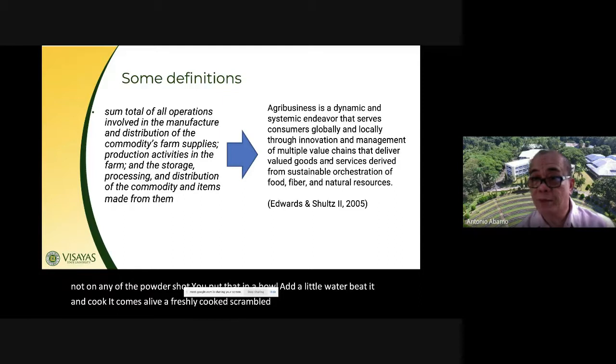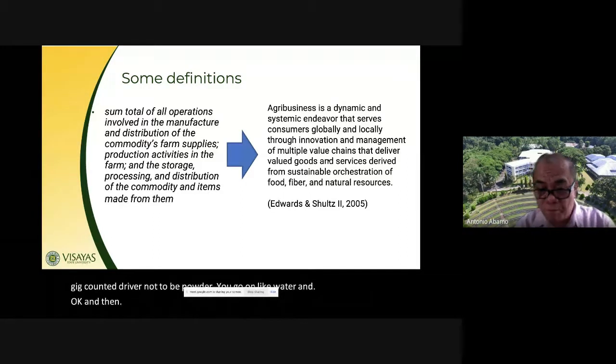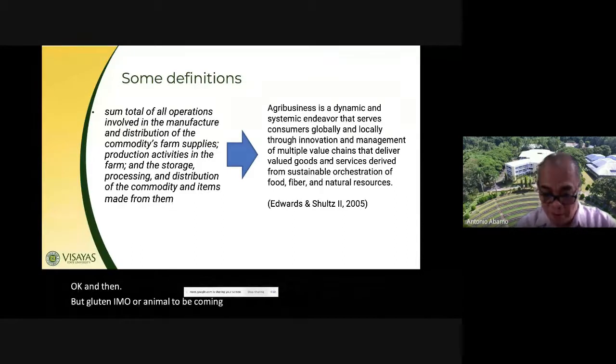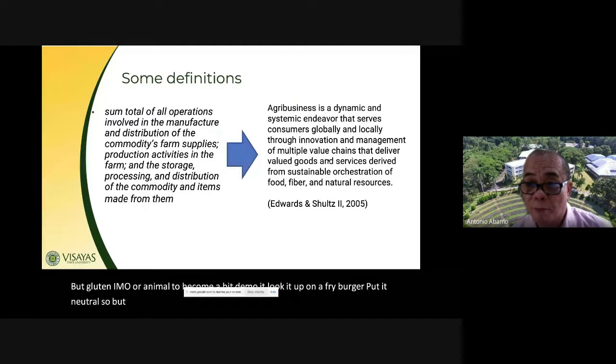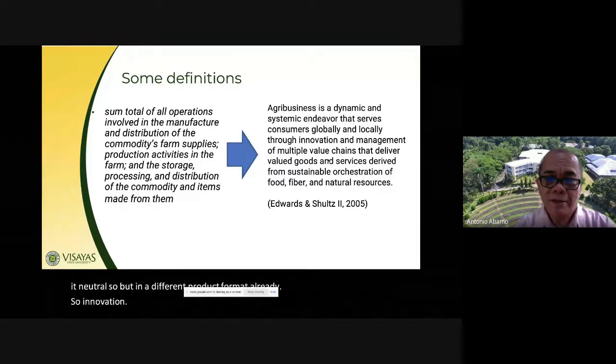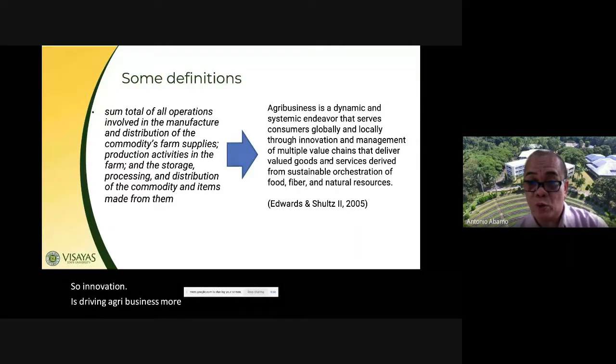That's becoming more and more market-oriented because people like fresh egg. It's just dry, powdered, with the water removed from the egg. When you cook, you add water, beat it, fry it, and it's egg again, but in a different product format already. So innovation is driving agribusiness to become more complicated in the 2000s.